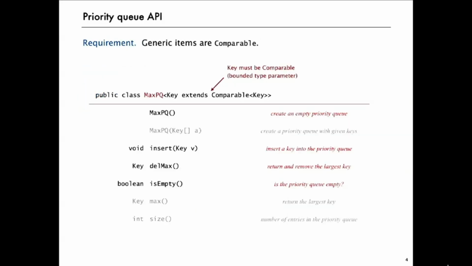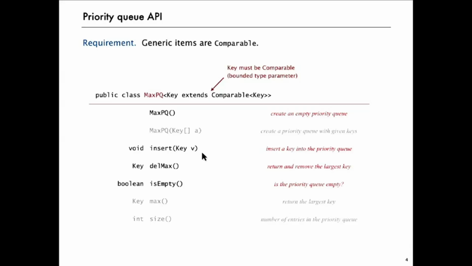The API will look very similar to our stack or queue API, with the difference that we want to have generic items that are comparable. The Java language for that is in the class header. We say that our generic type Key extends Comparable of Key. That just means that our keys must be comparable, and we must have a compareTo method that will compare it to another key. Otherwise, we have a constructor, and actually for some applications it's convenient to have a constructor that takes an array of keys as argument.